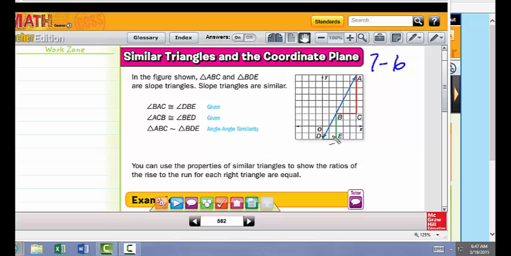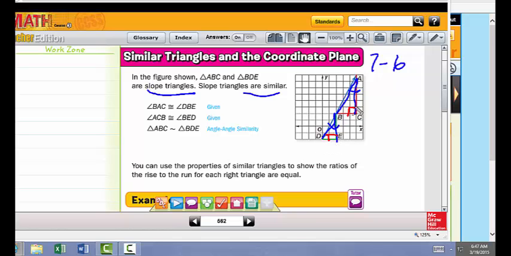In the figure shown, triangle ABC, this triangle here, and BDE are similar. They're slope triangles. Triangle ABC and triangle BDE are slope triangles. Slope triangles are always similar. So we could take a look at this and say that angle BAC, this angle here, is congruent to angle DBE, this angle here. We can see that they're congruent.